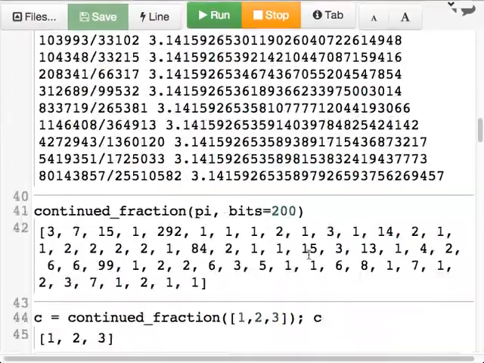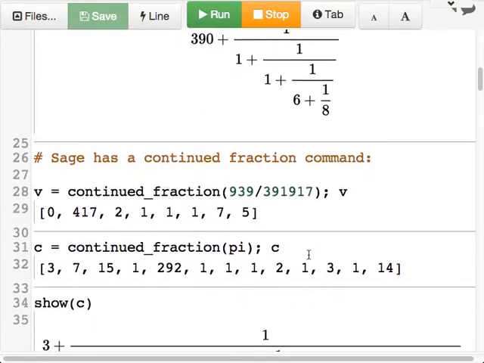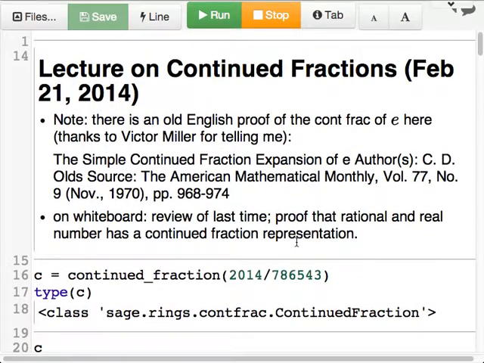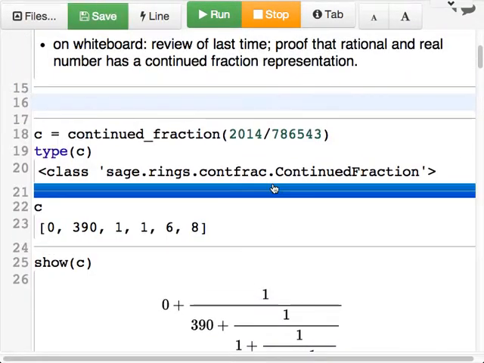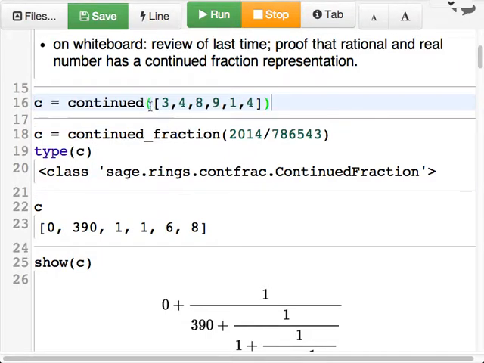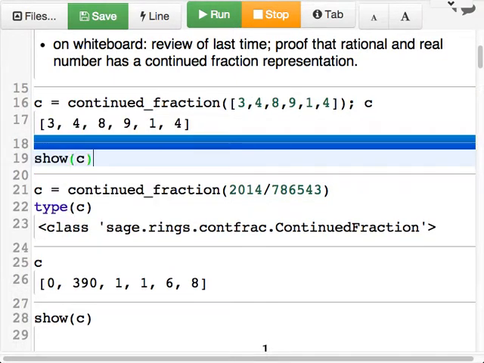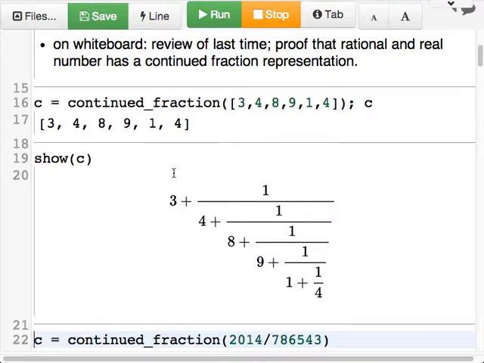Also, there was a question somebody asked right when I was coming into the classroom today: if you have a continued fraction already, like an expansion 3, 8, something like that, and you just want to work with it, how do you do that? Well, you can just use continued underscore fraction, just like that, and give the list of numbers a sub i as a list. All right, so that's done.